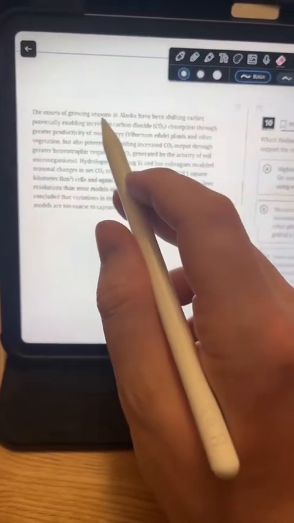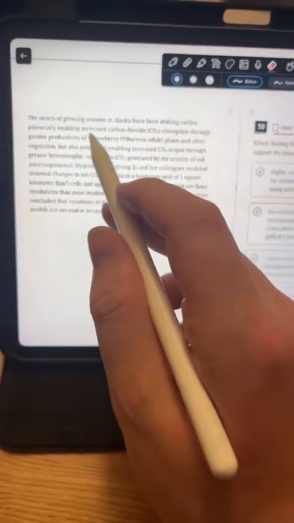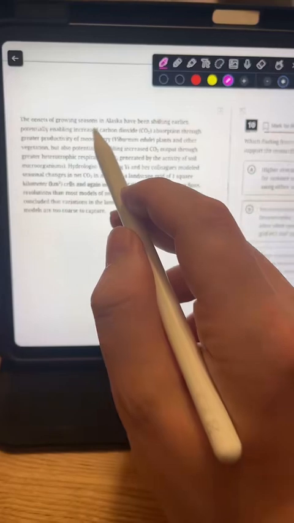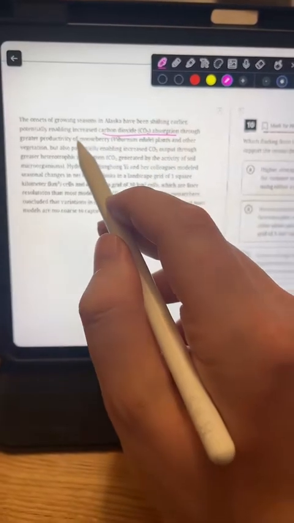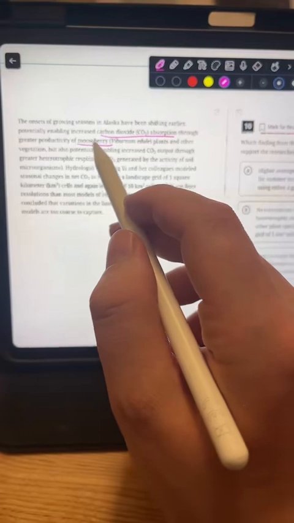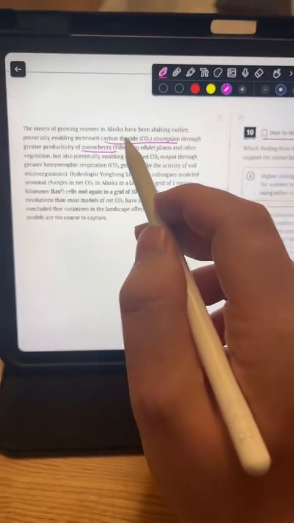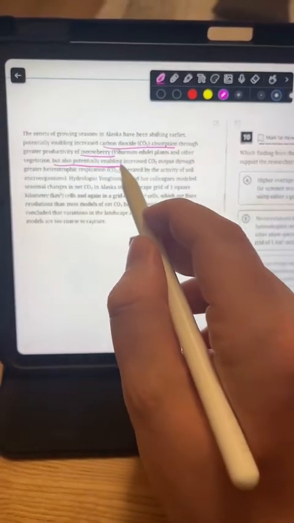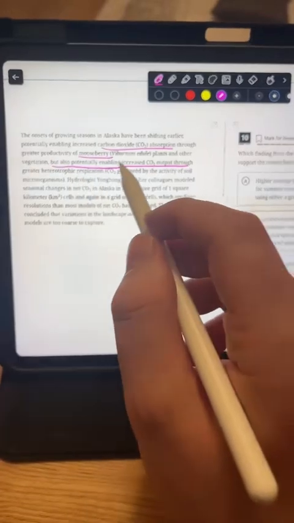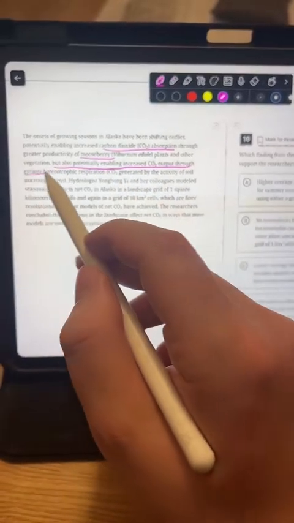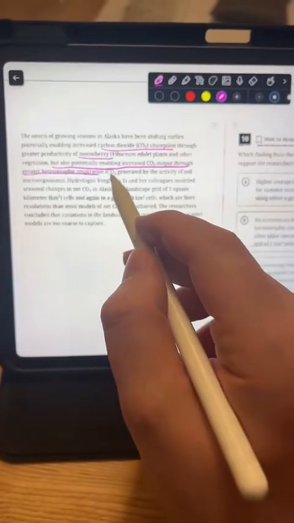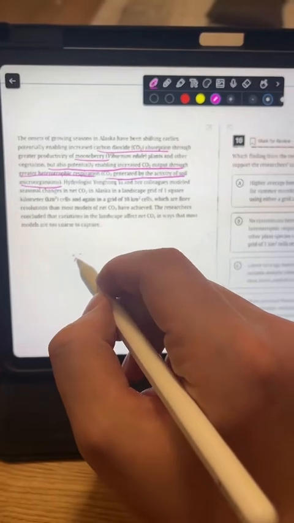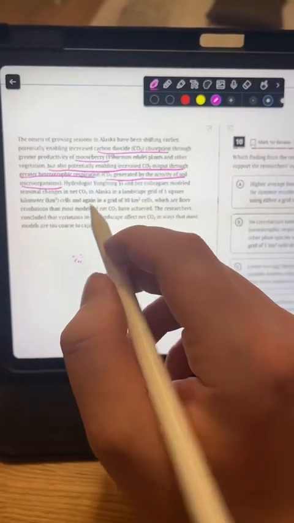So the onsets of growing seasons in Alaska have been shifting earlier, potentially enabling increased carbon dioxide absorption through greater productivity of mooseberry. So carbon dioxide absorption and mooseberry, right? If you plant mooseberry more, there will be more absorption of carbon dioxide, so the air is going to be cleaner. And other vegetation, but also potentially enabling increased CO2 output. Look, how is it also enabling the output? Greater heterotrophic respiration, CO2 generated by the activity of soil microorganisms. So the microorganisms are reviving, and this is causing a problem.